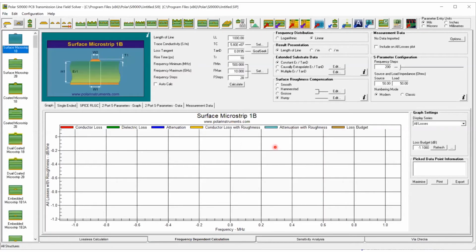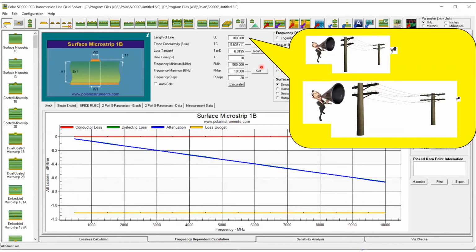So the first thing we talked about in the early part of the presentation was the line length. So your field solver needs to know how long the line is to calculate the insertion loss. And I've broken down here, we've got the conductor loss in red. In this case, I've set the trace conductivity really, really high. So I've just forced that to be 0 so we can just see the attenuation due to dielectric loss. And in fact, the blue and the green lines are sat on top of each other here. So they're directly on top because only dielectric loss is contributing to the attenuation.